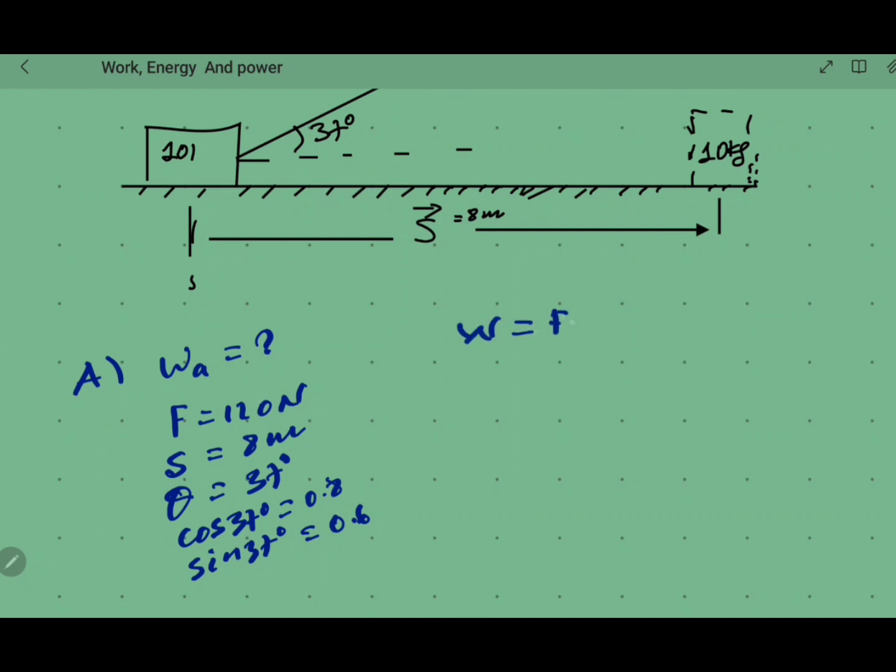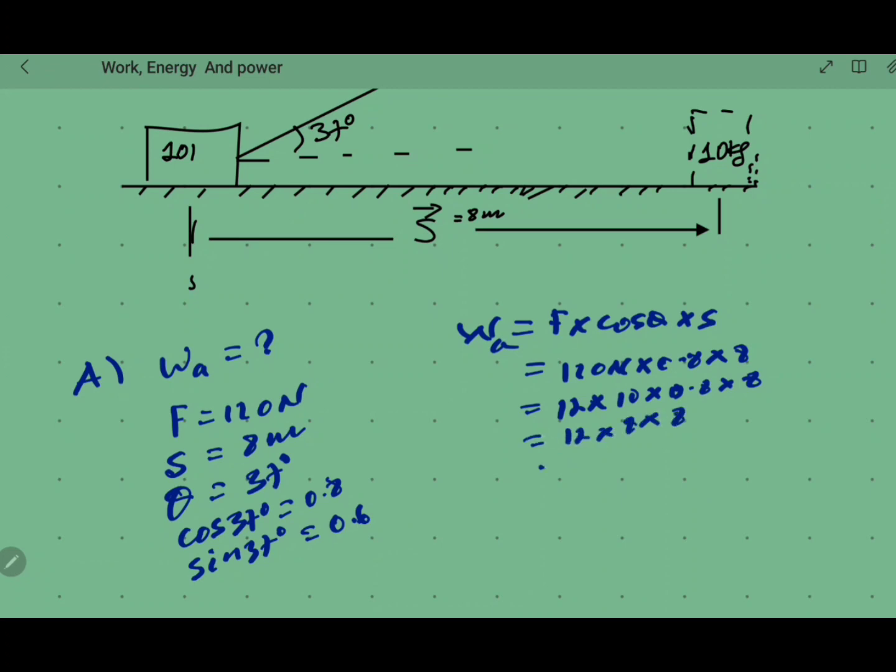So this is equal to the force applied times the cosine of the angle times the displacement. This is 120 Newton times 0.8 times 8. You can write 120 as 12 times 10. But 10 times 0.8 gives you 8. So this is equal to 12 times 8 times 8, which is 12 times 64. This gives you 768 joule. That is the work done by the applied force.